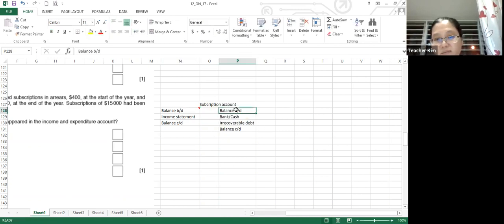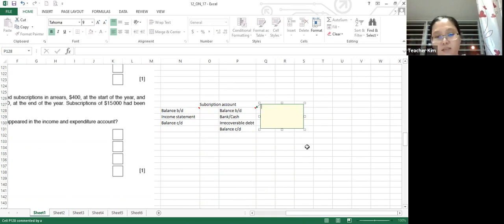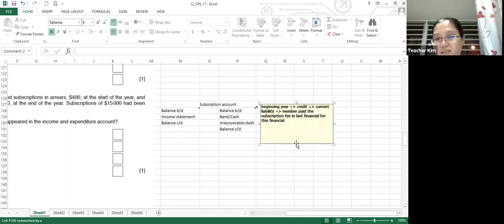Okay. Whereas in here, if a beginning year, credit side is a current liability, means that member pay the fee, pay the subscription fee in last financial year for this financial year. Okay, so pay previously before the end of the financial year for the last. So this is the detail.